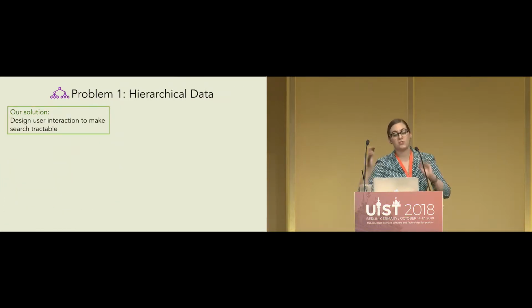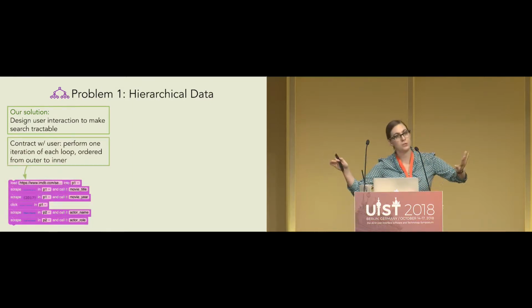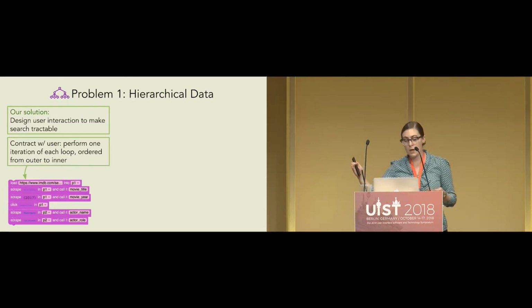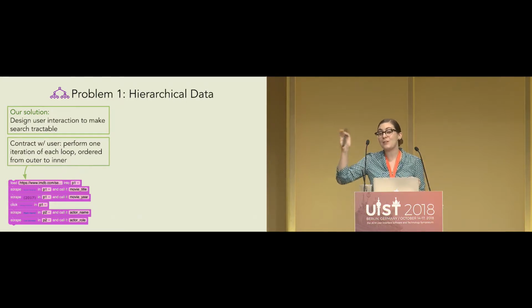So our solution is to design the user interaction to make search tractable. We're going to enter into a contract with the user. And the contract is, if you perform one iteration of each loop ordered from outer to inner, then we can get you your program. It helps that the web is designed such that you pretty much always have to interact with the outer loop before the inner loop, so that's going to help us enforce this contract.